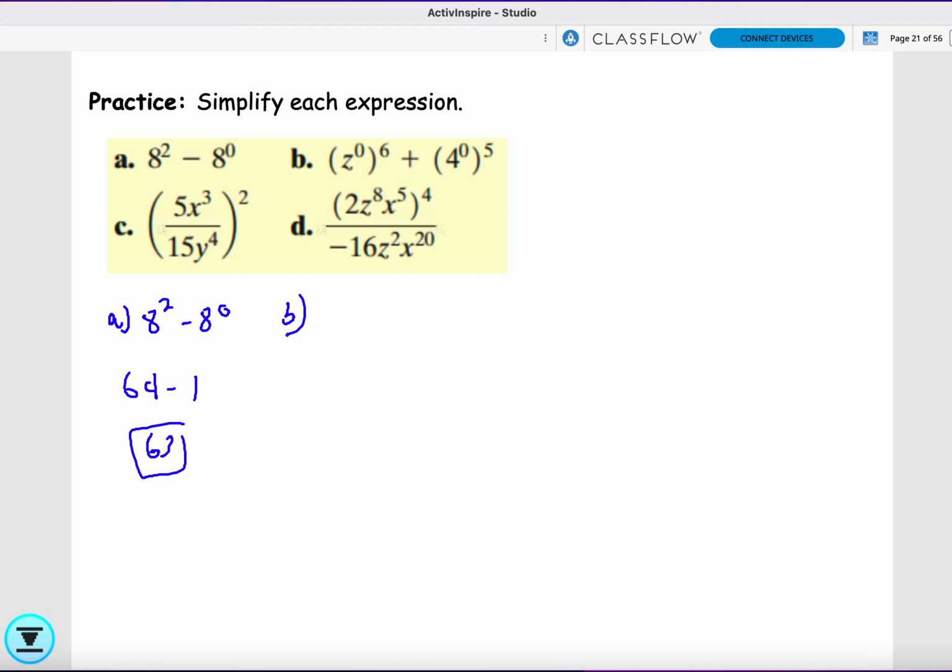B is z to the 0 to the 6 plus 4 to the 0 to the 5th. So z to the 0 is 1 with the 6th power, and then 1 to the 5th power, which is just 1, plus 1, which is just 2.